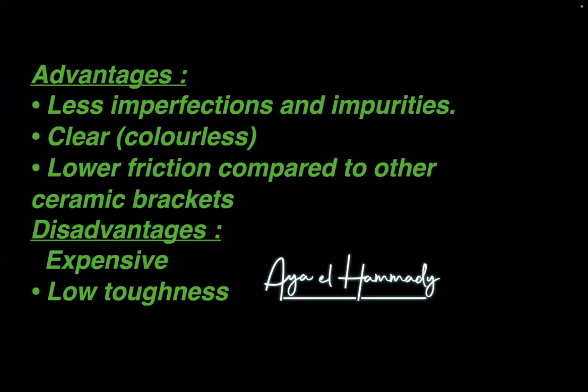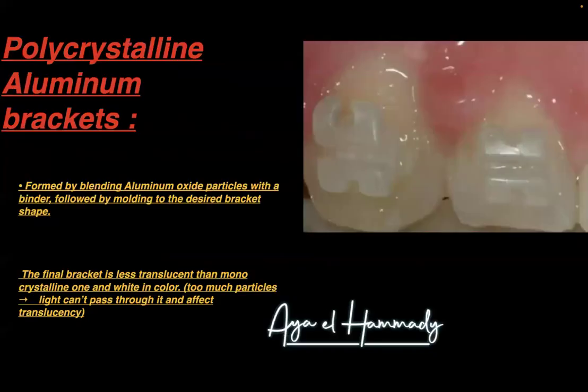What is the advantage here? Clear, lower friction compared to the other ceramic. Disadvantage, low toughness. It can fracture from the wings especially, and it's expensive. Okay, the polycrystalline aluminum one. This is when you're binding the aluminum oxide with a binder. It will give you the proper shape, but it's less than the monocrystalline one. So the most transparent one will be the monocrystalline or the polycrystalline?